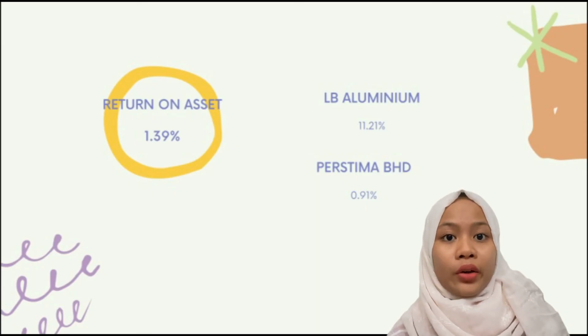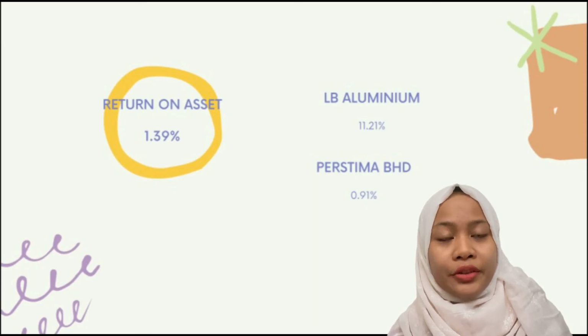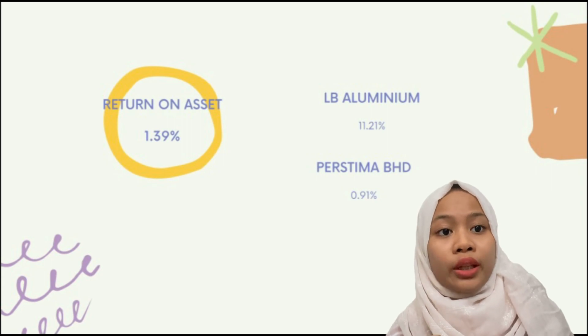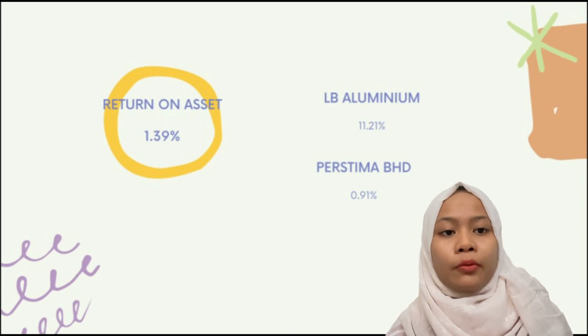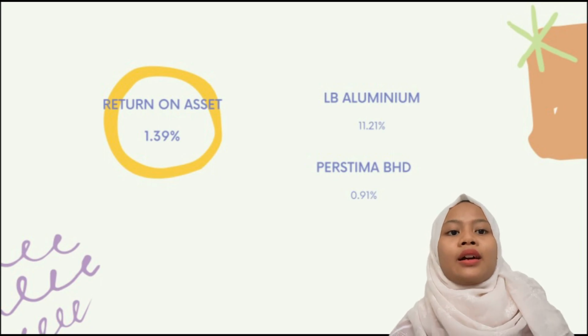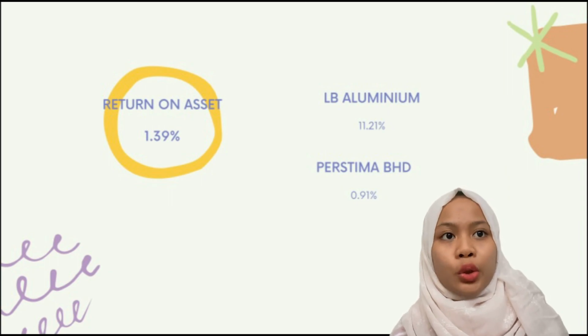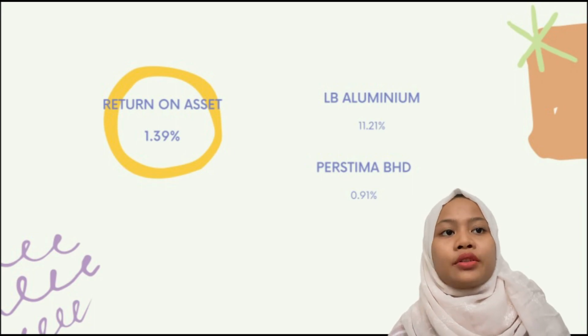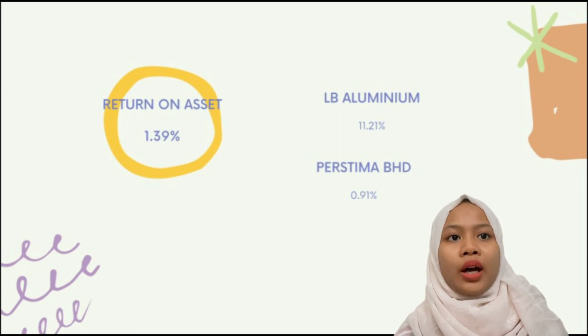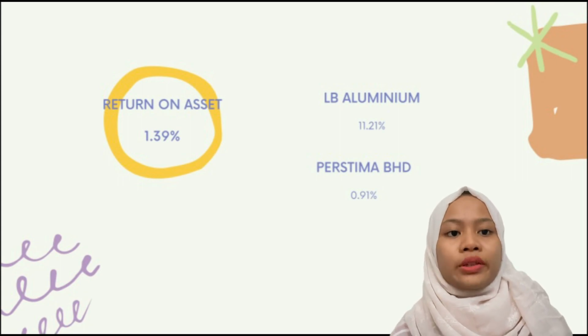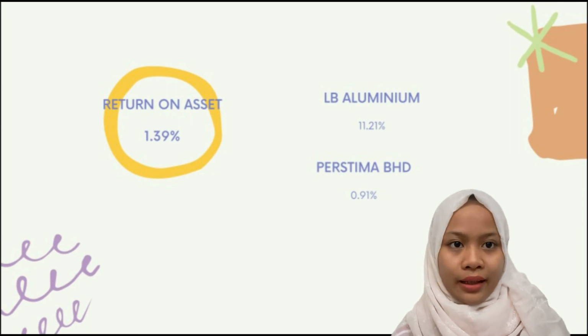Next is return on asset. Return on asset for industry average ratio is 1.39%. Return on asset for LB Aluminium is 11.21%, while Perstima Berhad is 0.91%, which indicates that the higher the ratio, the better the performance of the company. This ratio shows the profitability of a business in relation to its asset. So, in this case, LB Aluminium has a greater ratio than Perstima Berhad in return on asset.